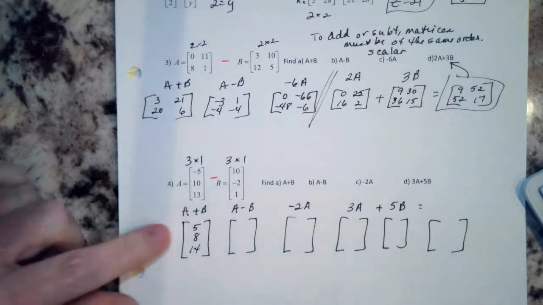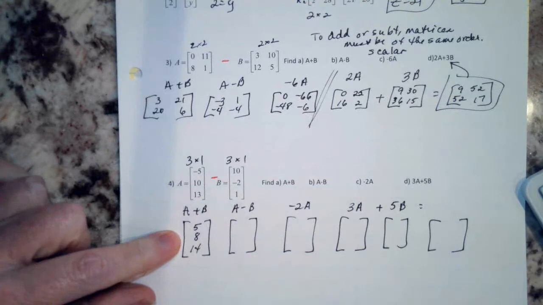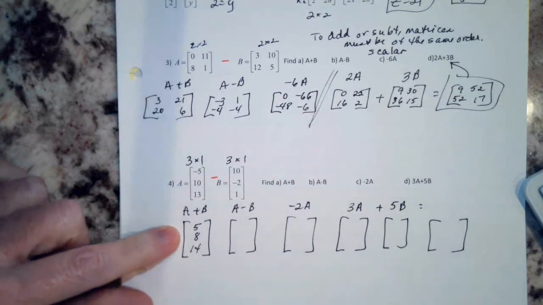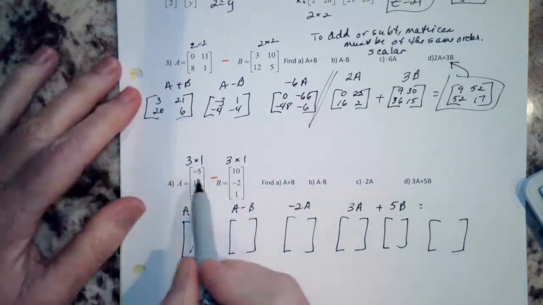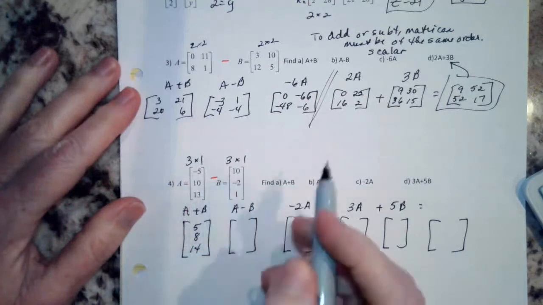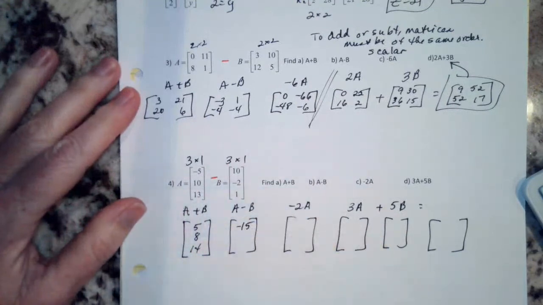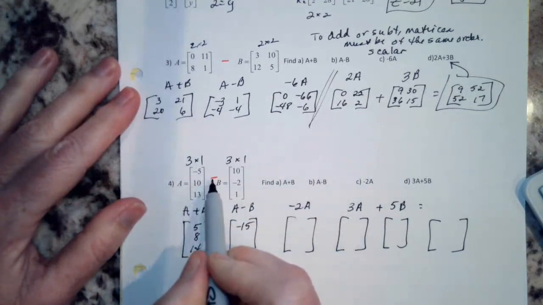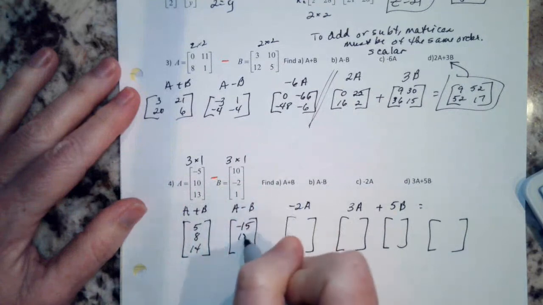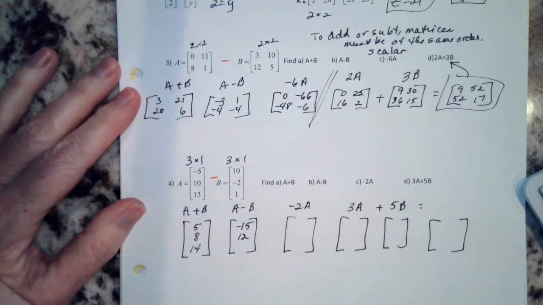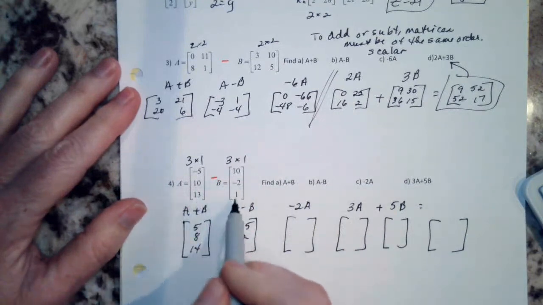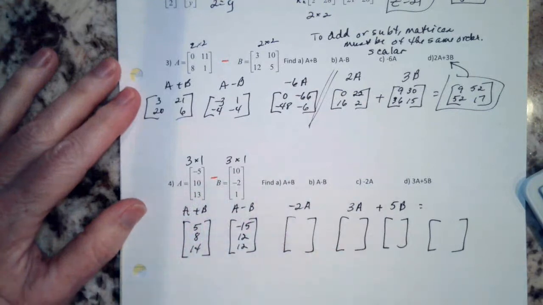Okay, A plus B, very little challenge there. My guess is you're doing fine there. A minus B, just be careful. -5 minus 10, so -15. 10 minus -2, which turns it into, of course, plus a plus. And then 13 minus 1 is 12. So there's A minus B.